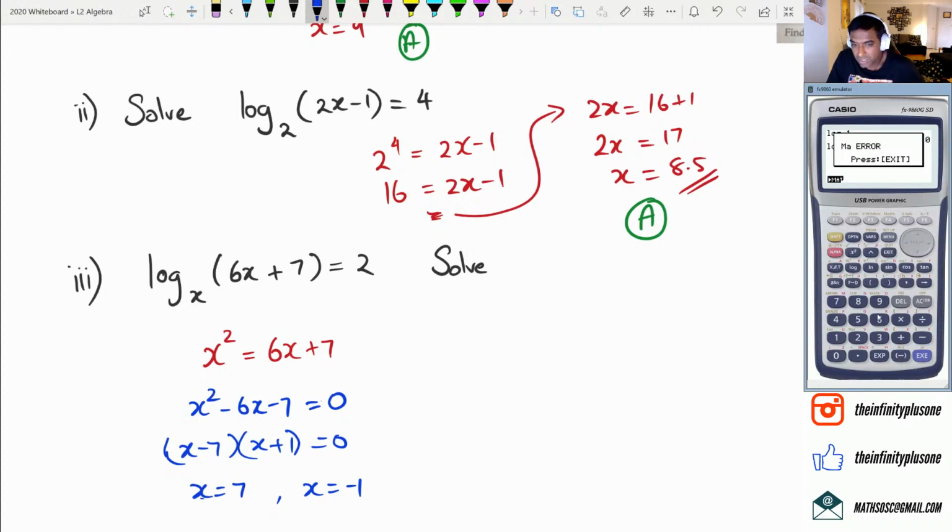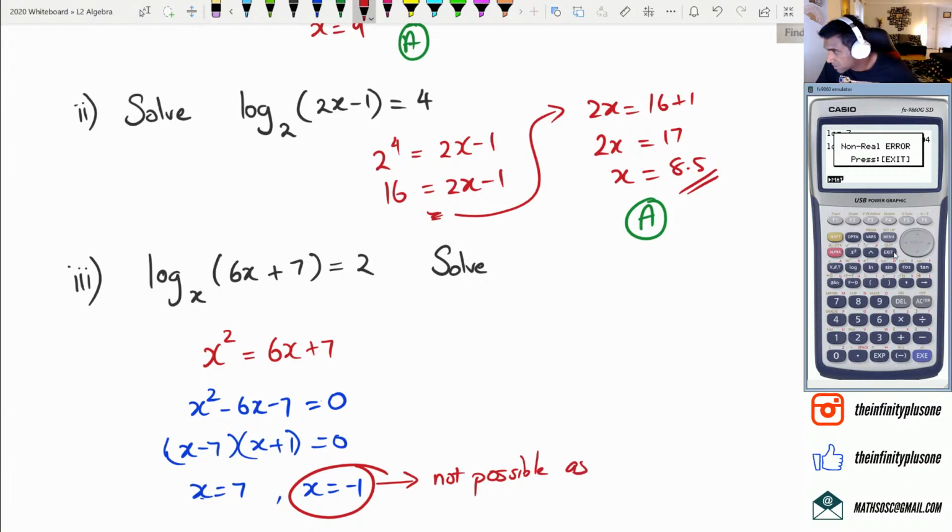Now in this particular case, we've got the two answers as 7 and negative 1. Because it's 7, we can actually work out what log 7 is, because that's going to be 0.8. But log of negative 1 is going to give a non-real error. So that means the answer of x equals negative 1 is not possible.